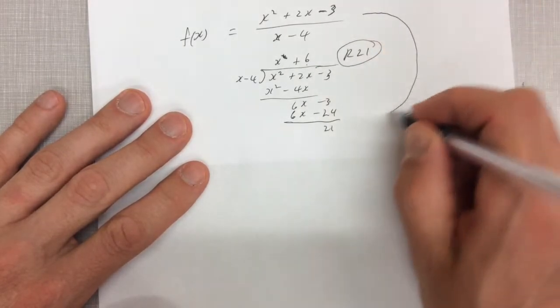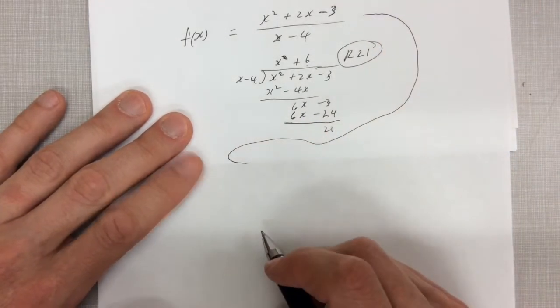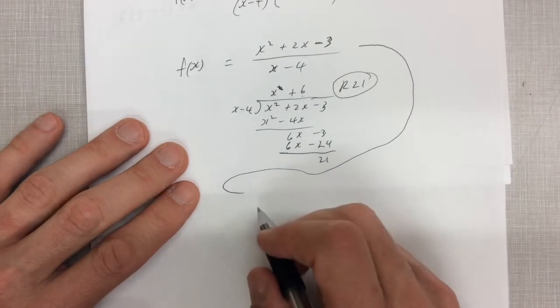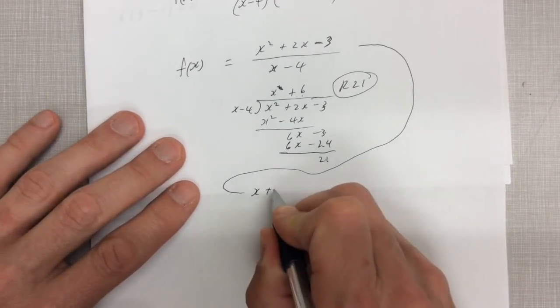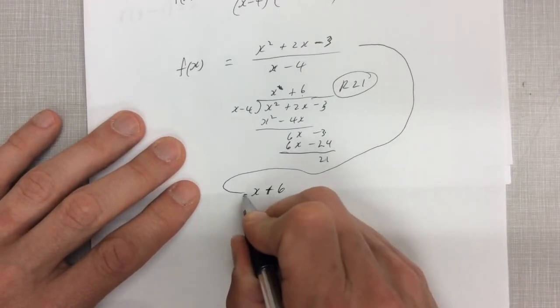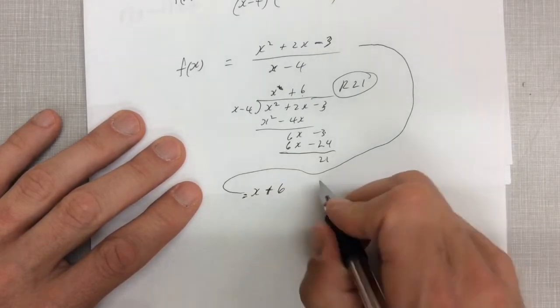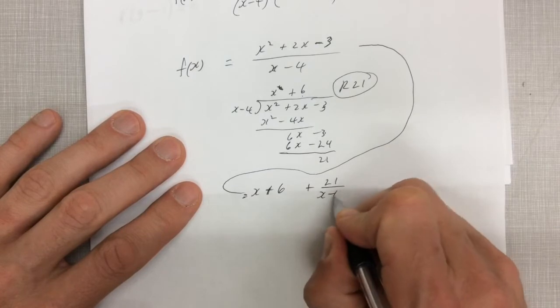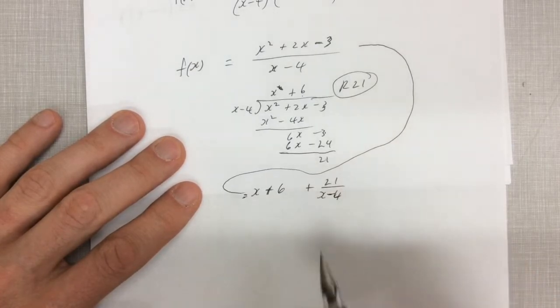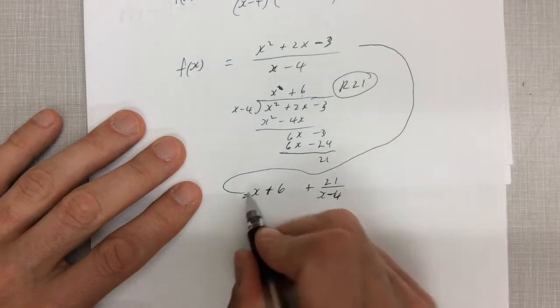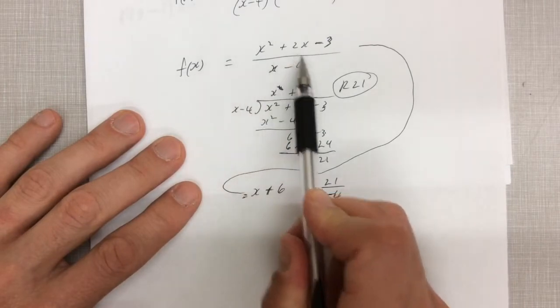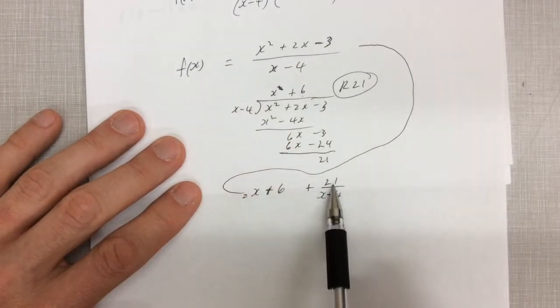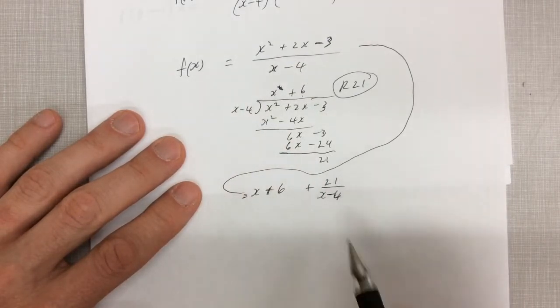So this then becomes x plus 6, okay, so it equals x plus 6 plus 21 over x minus 4. Okay, so that function, when you divide it out, equals x plus 6 plus 21 over x minus 4.